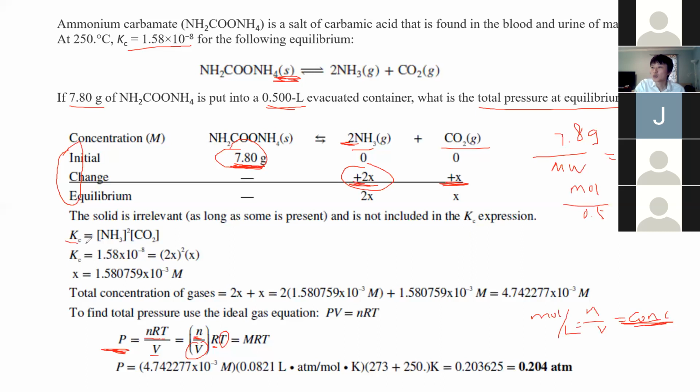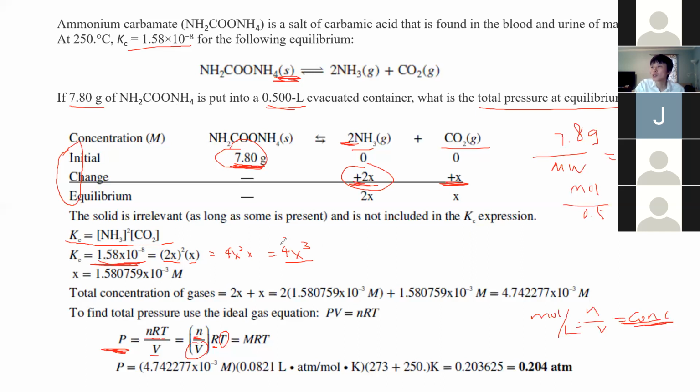So this is the expression for Kc for this reaction. You will know the Kc value, so that's equal to 2x squared times x. This is actually 4x squared times x, that is 4x cubed. So 4x cubed is equal to this number.